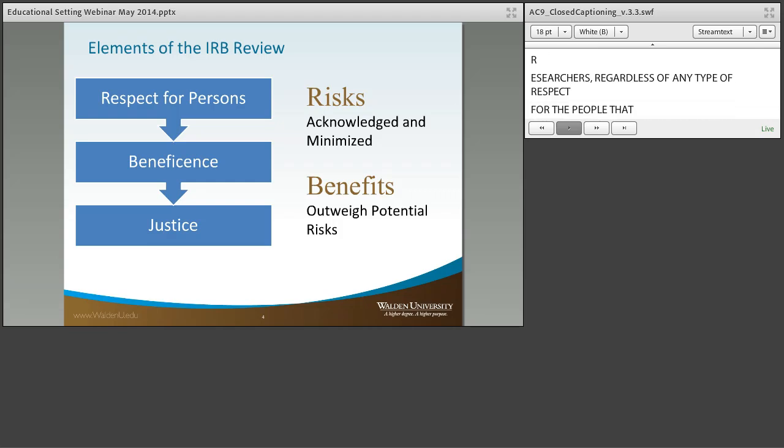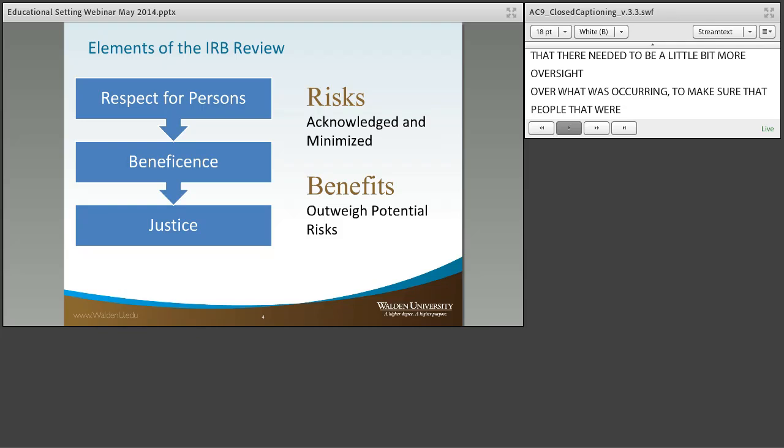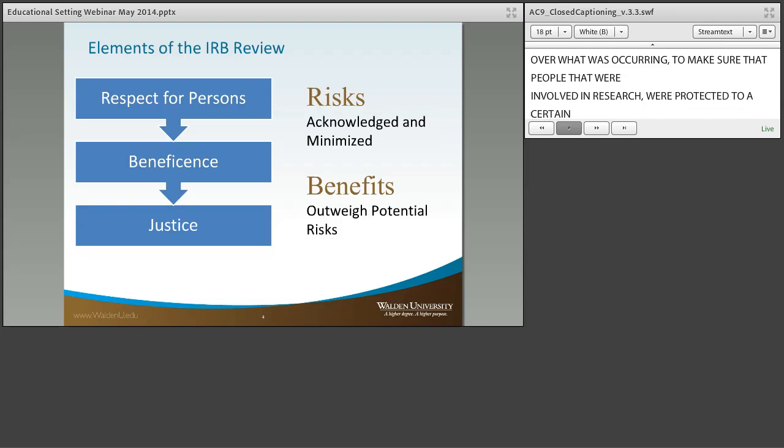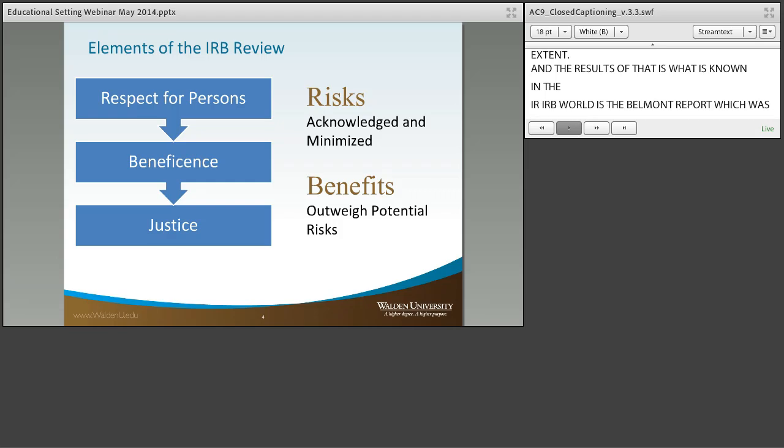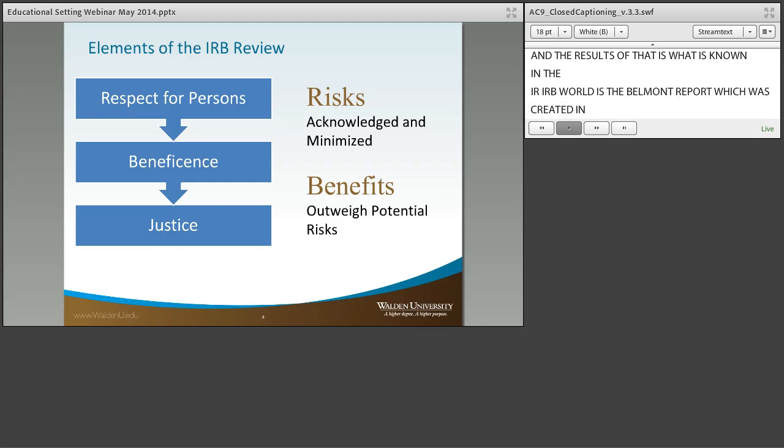And because of that, it was determined that there needed to be a little bit more oversight over what was occurring to make sure that people that were involved in research were protected to a certain extent. And the result of that is what is known in the IRB world as the Belmont Report, which was created in 1979. And this report serves to identify the ethical principles that should be considered with research that involves human subjects. And these are the three major principles of respect for persons, beneficence, and justice.